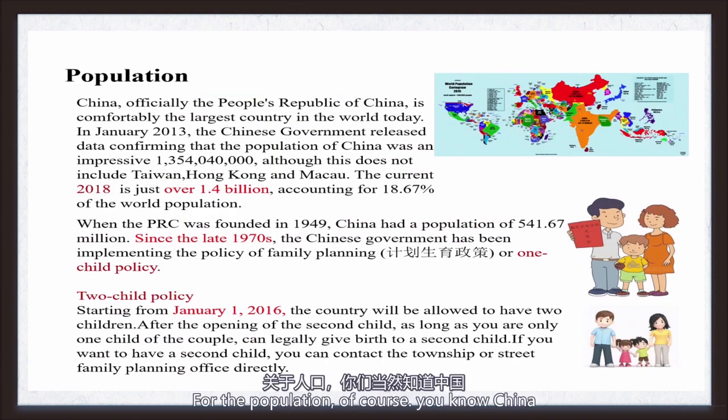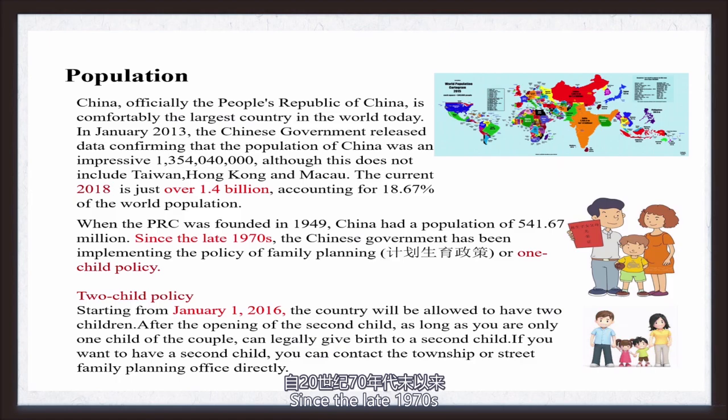For the population, of course you know China, officially the People's Republic of China, is comfortably the largest country in the world today. Currently, in 2018, the number of people is just over 1.4 billion, accounting for 18.67% of the world population. When the PRC was founded in 1949, China had a population of 541.67 million.